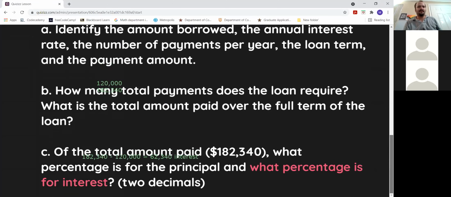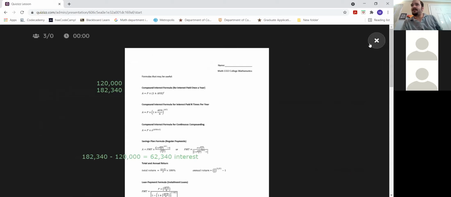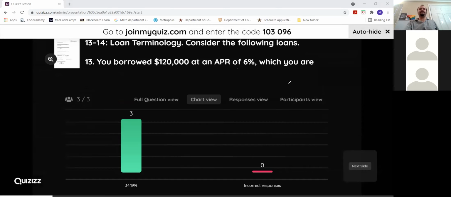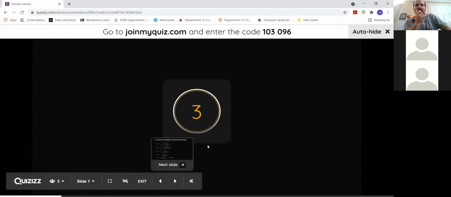If I actually brought up the whole problem, I might look a little better. Of the total amount paid. So it even kind of specifies, and usually "of" means division. So it's kind of telling you to divide by 182 if you can make those translations from math to English. That's it, 34.19. All right, come on, next page.